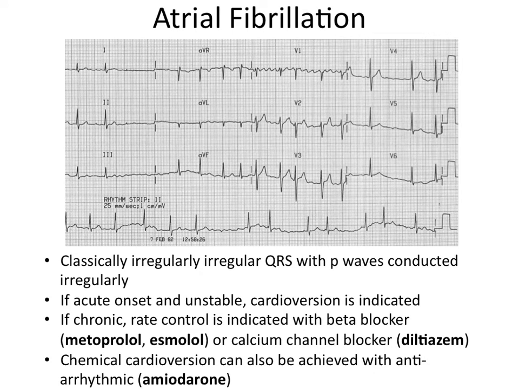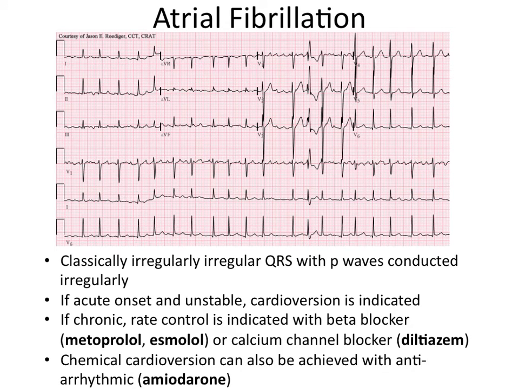Here is a 12-lead electrocardiogram of a patient presenting with atrial fibrillation. As discussed previously, this rhythm is classically irregular QRS complexes with P waves being conducted irregularly. In an examination of this rhythm strip, we see that there are indeed P waves. However, the QRS complexes are irregular, meaning they don't have a discernible, consistent rhythm.